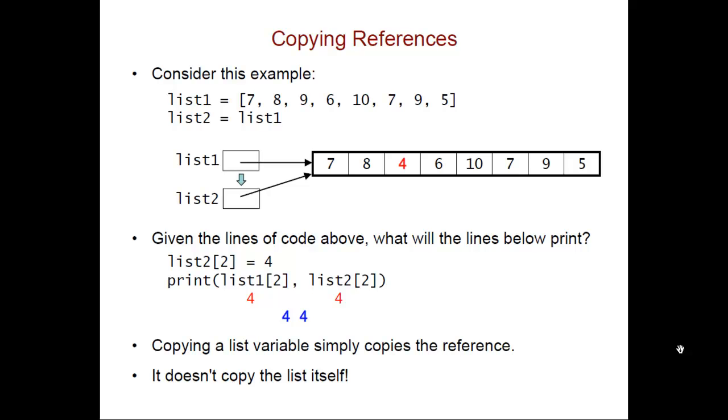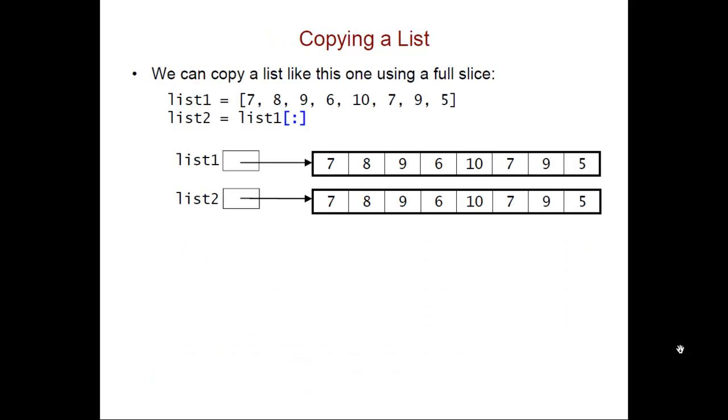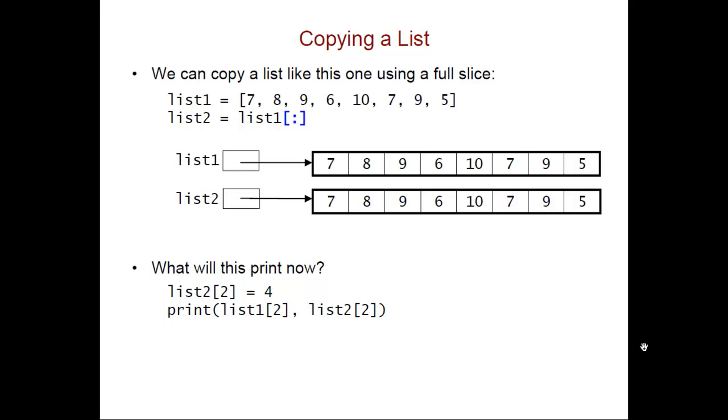So the important lesson here is when you copy a list variable, you're just copying the reference. You're not actually copying the list itself. If we do want to copy the list, we can do it by performing a full slice, a slice that starts at the beginning and goes all the way to the end. That does give us a copy of the list itself. And now, if I modify position 2 of list2, that's not going to change what's in list1. And so when I print the same thing as before, I'm now going to get 9 space 4 instead of 4 space 4.